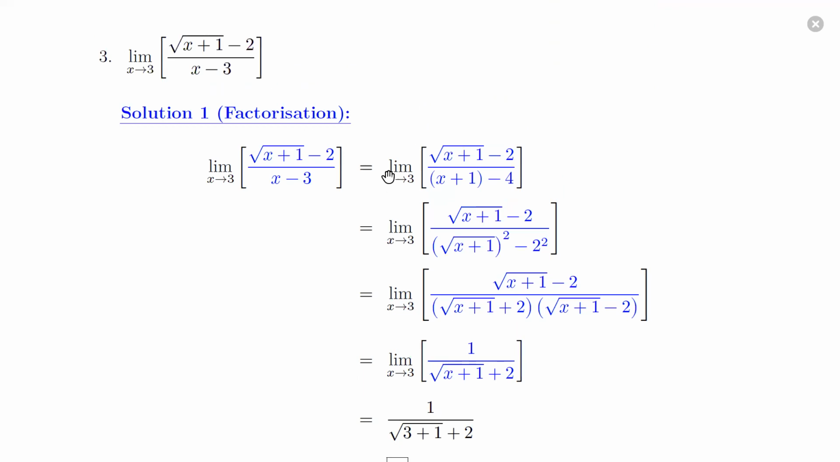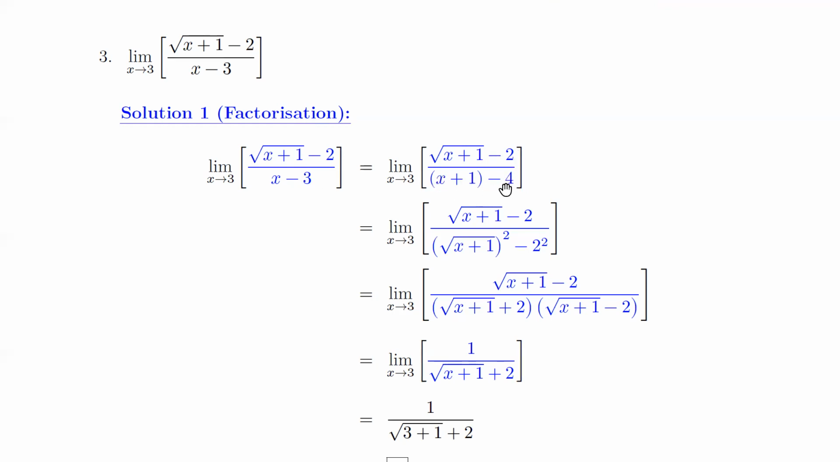So what you would do in a case like this is you notice there's an x plus 1 inside the square root. So it'll be helpful if we get that x plus 1 by itself in the denominator as well. So we can take x plus 1 and then we have to subtract 4 so that we get back negative 3. Right? 1 minus 4 is negative 3.